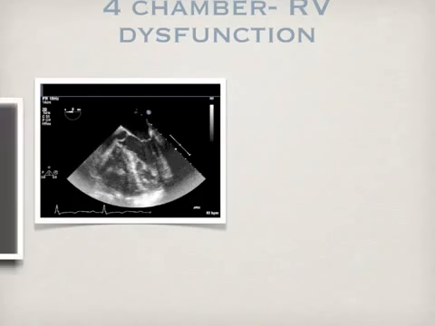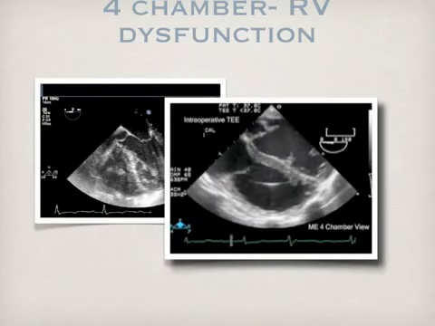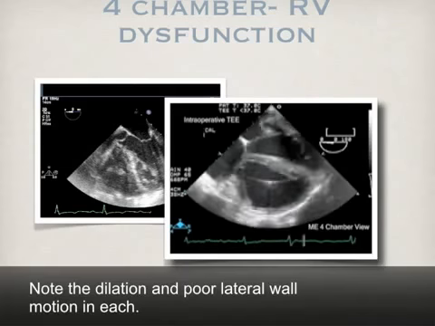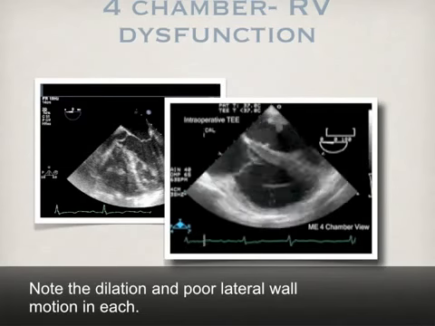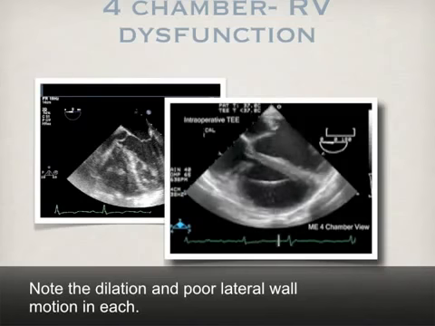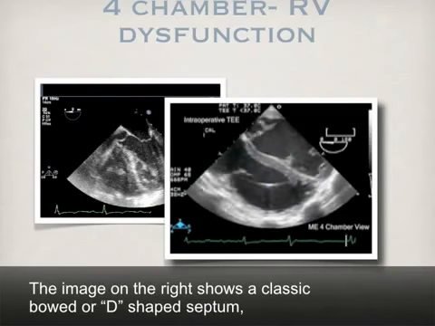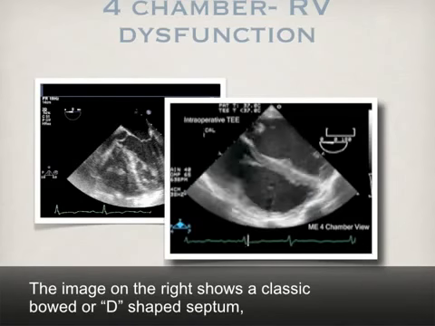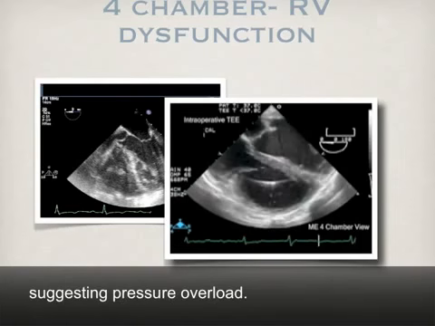Examine the size and movement of the right ventricle in the images on this slide. Note the dilation and poor lateral wall motion in each. The image on the right shows a classic bowed or D-shaped septum, suggesting pressure overload.